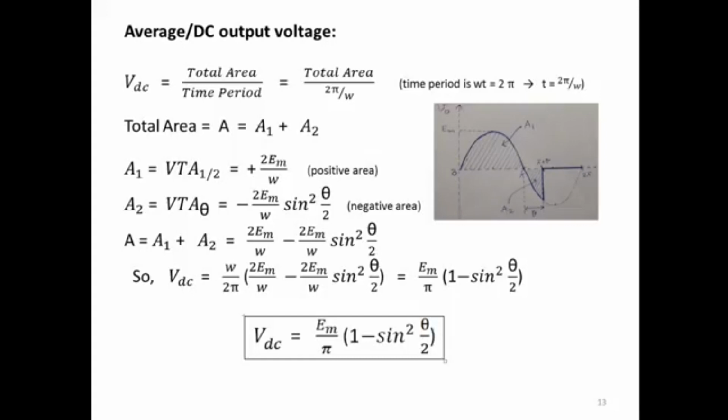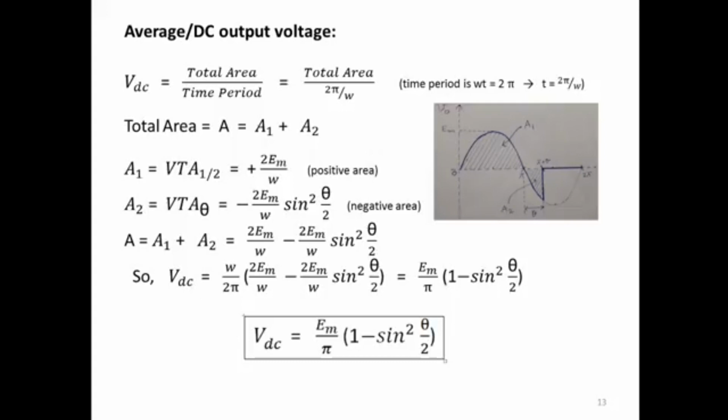Now the remaining analysis is very simple. We will find these two areas separately, A1 and A2, by using the same VTA techniques which I have explained in some of my previous lectures. If you recall those lectures on the VTA topic, A1 is the first case, the VTA half cycle, which is equal to 2 Em by omega. A2 is the special case.